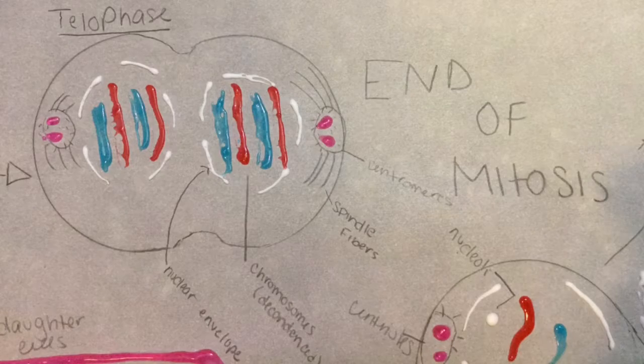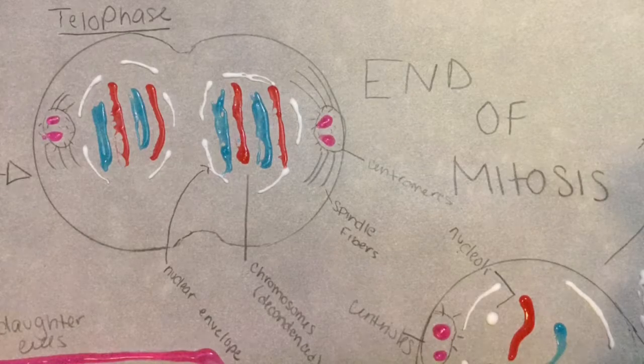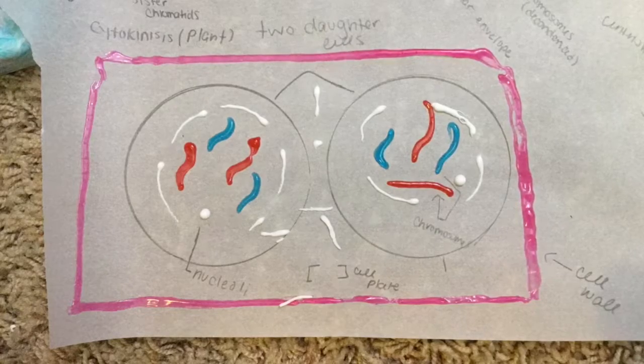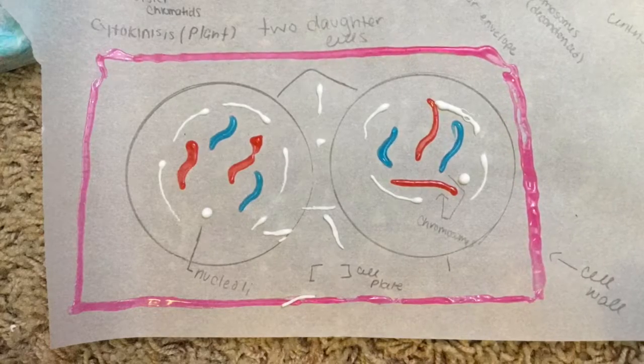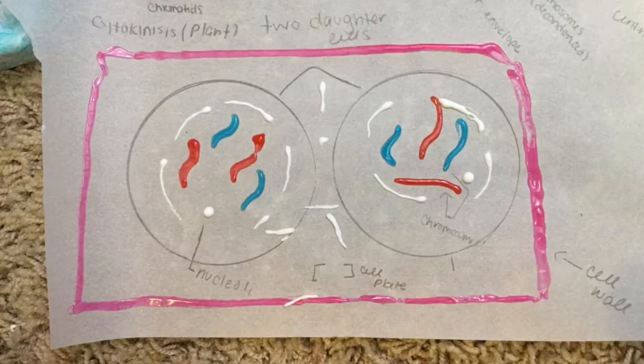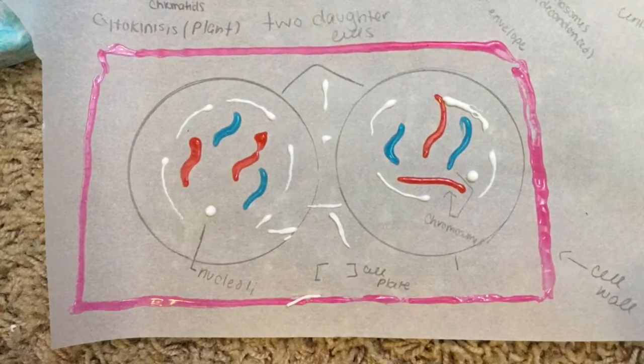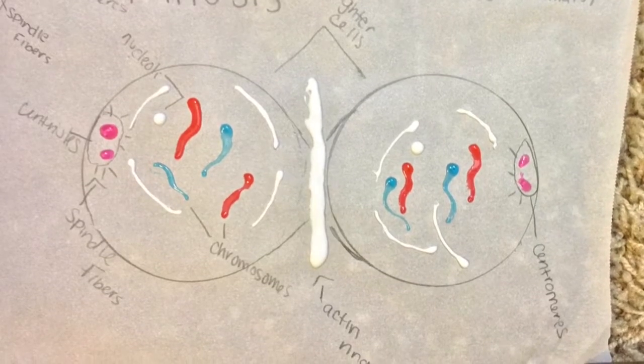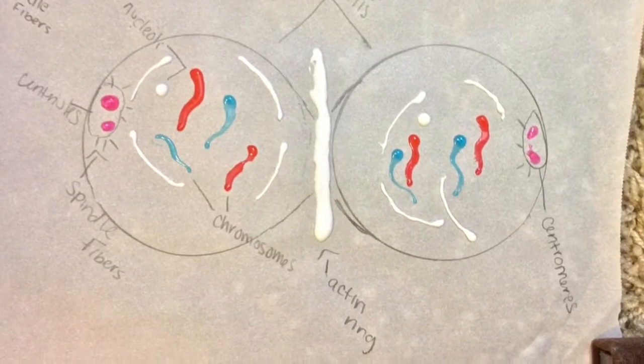This process occurs differently in plants and animals. In plant cells, a cell plate forms along the equator of the parent cell. Then, a new plasma membrane and cell wall form along each side of the cell plate. In animal cells, the plasma membrane of the parent cell goes inward along the equator until two daughter cells are formed.